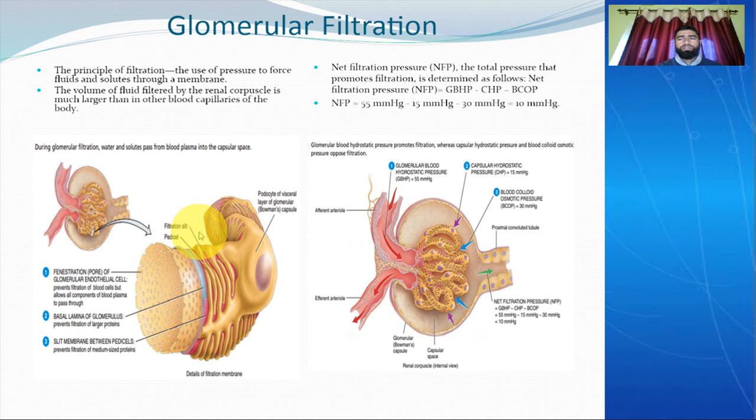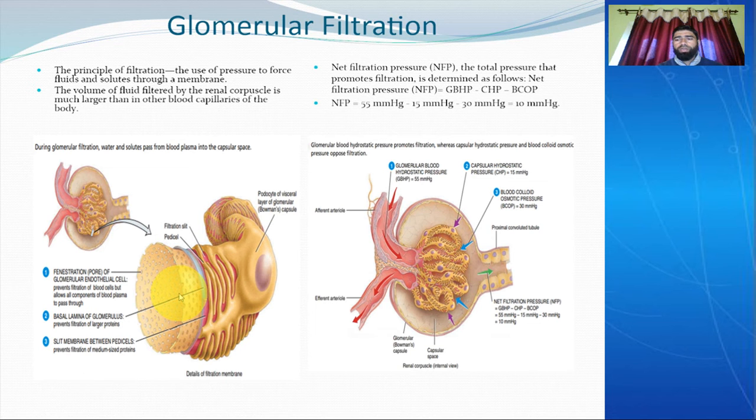The volume of fluid filtered here in glomerular capillaries is much larger than in other capillaries of the body, because glomerular capillaries present a large surface area for filtration, because they are long and extensive. Second, the filtration membrane is 50 times more leaky than other capillaries because of these fenestrations, these podocytes.